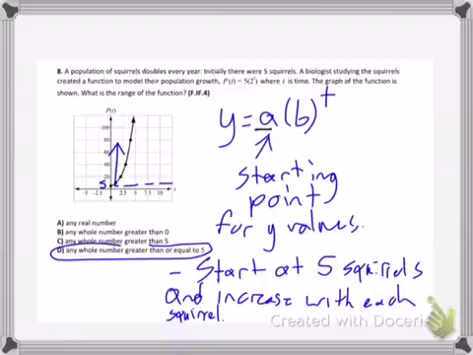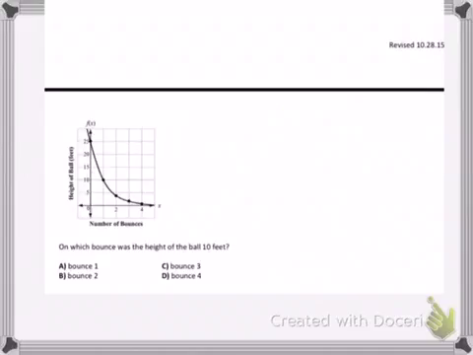Starting point is your y value. So you see right here, we got 5 squirrels. And it increases. Alright, and we know that squirrels are whole numbers. So it increases with each squirrel. So it's going to be any whole number greater than or equal to 5, because you can start off with 5 squirrels.